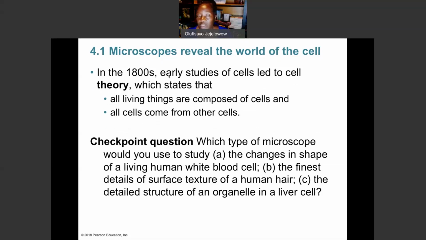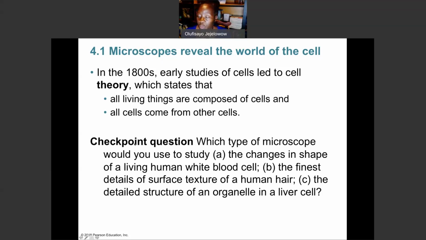In the 1800s, early studies of the cell led to the cell theory. The cell theory states that all living things are composed of cells, and that all cells come from other previously existing cells. So we've not been able to create cells, but cells are derived from previously existing cells.